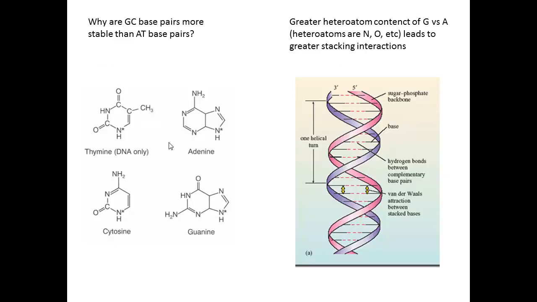As we've discussed, it's not the three hydrogen bonds between G and C that makes GC-rich DNA more stable than two hydrogen bonds of AT. It is the additional heteroatoms on this part of the ring of these two purines, which allows greater stacking energy when the bases sit on top of each other for G's and C's.